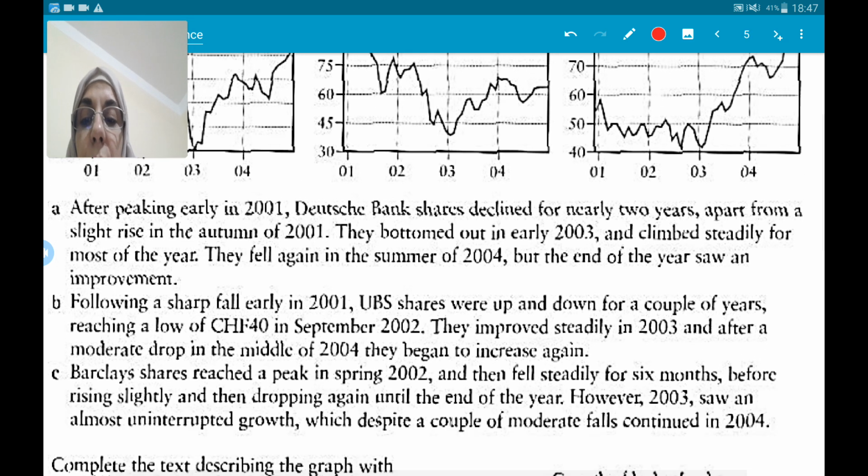Next, following a sharp fall early in 2001, UBS shares were up and down for a couple of years, reaching a low of CHF 14 September 2002. They improved steadily in 2003, and after a moderate drop in the middle of 2004, they began to increase again.